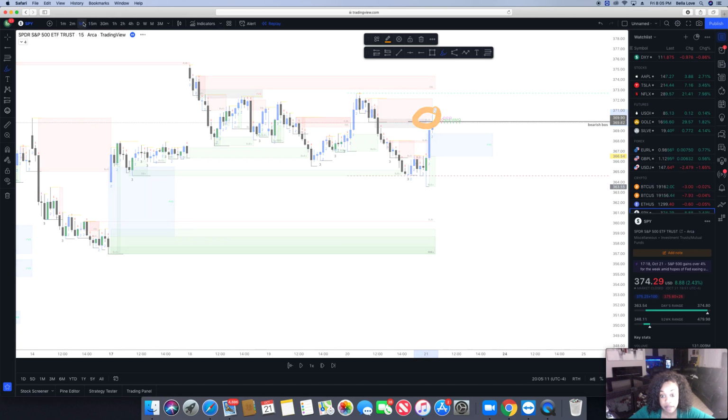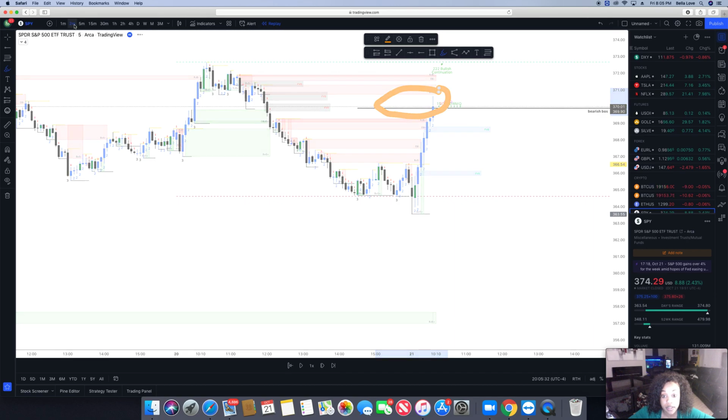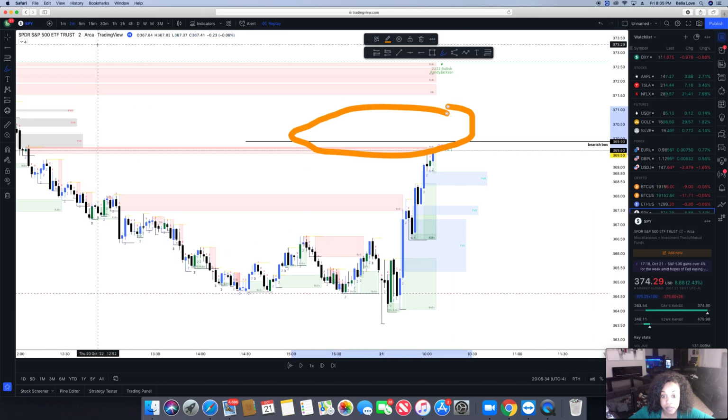So I went down to the 5-minute chart. If you can see on the 5-minute chart, it had already traded up into a break of structure and rejected from there. So because it rejected from there, I was looking for SPY to do some kind of retest before it continued to buy side liquidity. So going down to the 2-minute chart. On the 2-minute chart, you can see the imbalance is very clear.